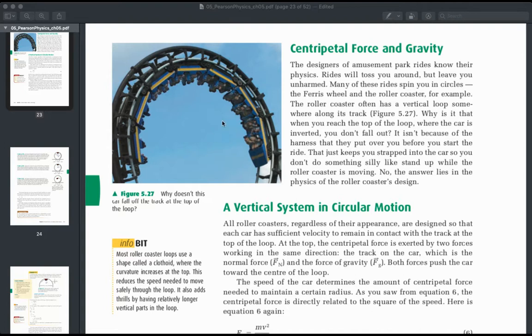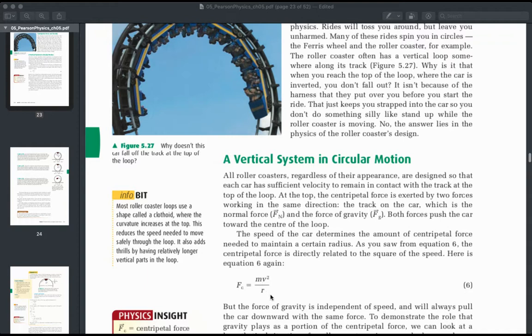But at the bottom of the circle, you kind of feel sucked down into your seat, and that's because gravitational forces are constantly down, but the centripetal force is always directed towards the center of the circle. So, from the perspective of the center of the circle, you're constantly changing where you're at as you go around through this vertical loop.